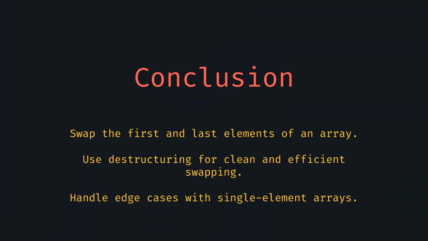To recap, we wrote a JavaScript program to swap the first and last elements of an array. We used ES6 destructuring to achieve this efficiently and ensured the function handles edge cases like single element arrays gracefully. This solution demonstrates effective array manipulation and practical use of modern JavaScript features.